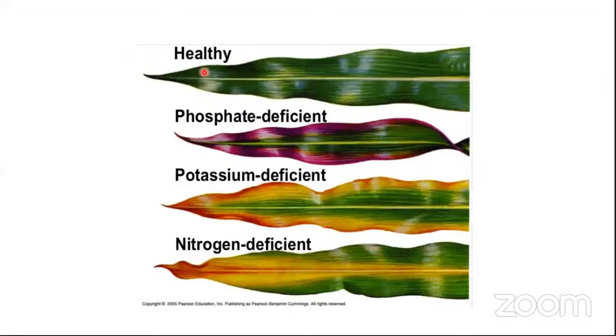This is the image. This is a healthy leaf. This is a potassium deficiency. Sorry, this is a phosphate deficit. This is a potassium deficit. This is a nitrogen deficit. So you can see the difference in deficiency of the major nutrients.